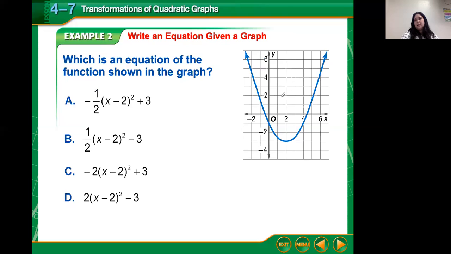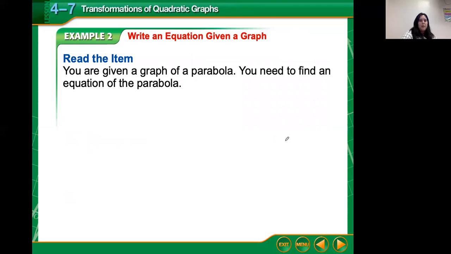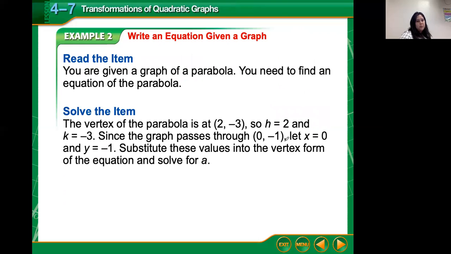Taking a look at our next example, we have: which equation would match the function of the graph shown? One of the things we really do want to look for is our vertex here, and that's going to help us out a lot. You're going to read the graph and you need to find the equation.